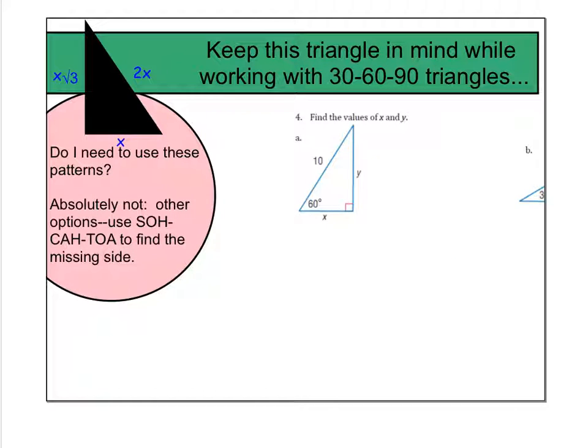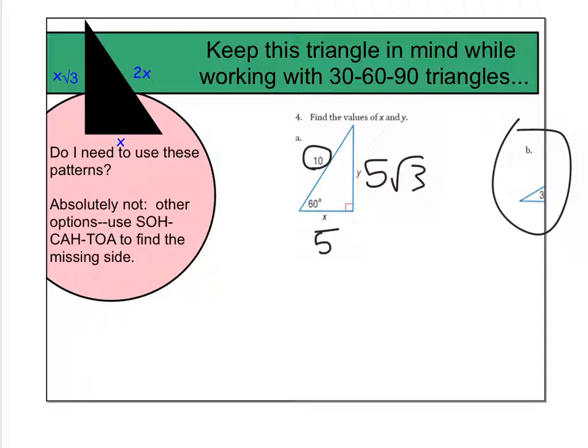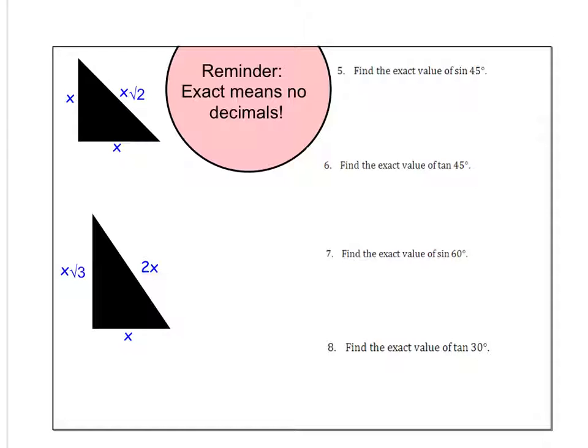So if I'm working here, my long side is 10, okay? That means my short side is half of that. That means my middle side is going to be 5 square root of 3. I don't know how this one got cut off. Try it and see what you get. And if you got a question, come talk to me about it. So if I've got a 45, 45, 90 triangle here, 30, 60, 90 triangle here, start thinking about how those things go together. Find the exact value of sine 45 with no decimals.